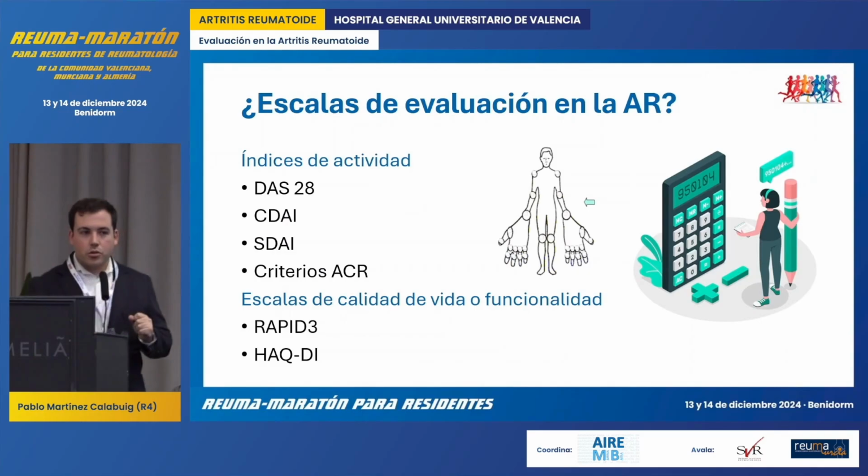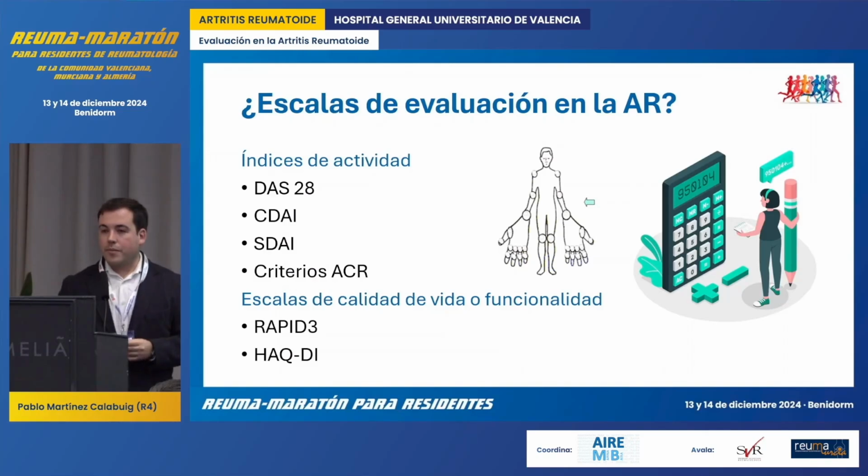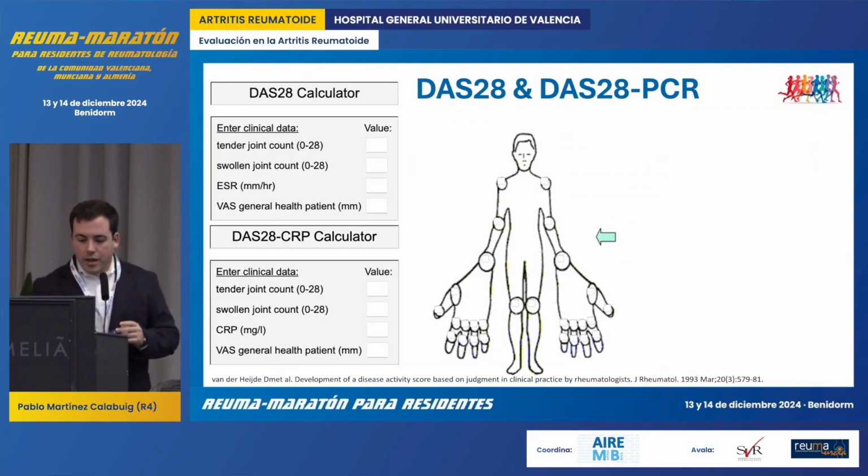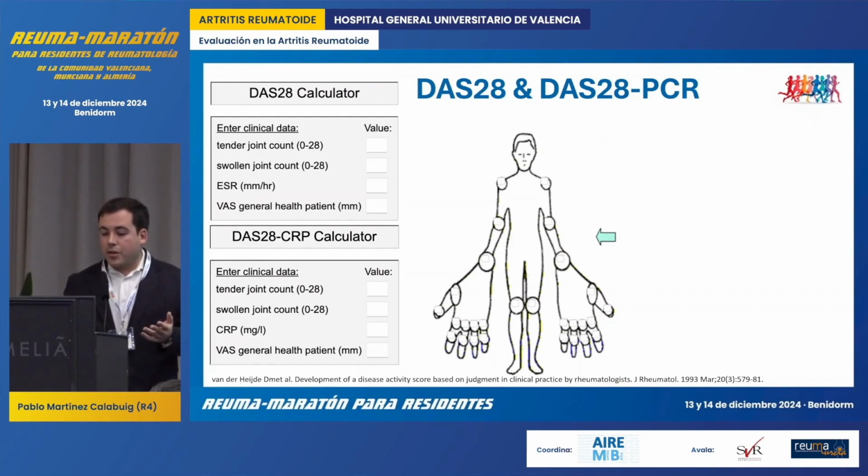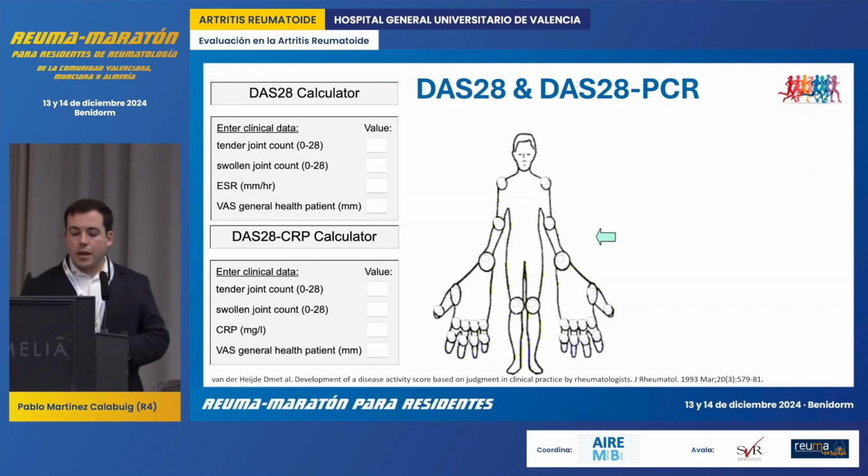Which indices am I going to talk about? EULAR recommends these 6 indices. We have activity indices such as DAS28, CDAI, SDAI, and the ACR criteria, as well as quality of life or functionality scales, which include RAPID-3 and HAQ. Regarding DAS28, there's little I need to explain to you because many of you are already familiar with it. Later on, they made an update to the DAS28 CRP.